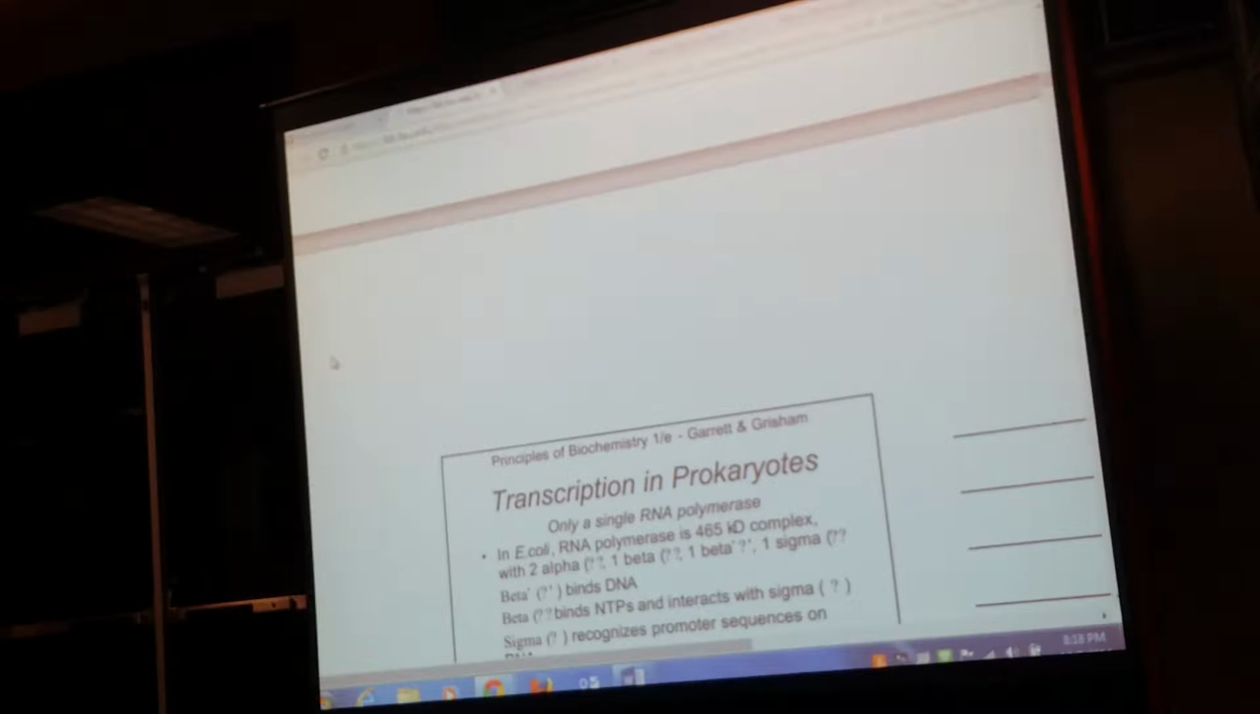Oh no, that is the promoter sequence. The consensus sequence is the promoter sequence. It's not upstream of the promoter. The promoter is upstream of the transcription site.